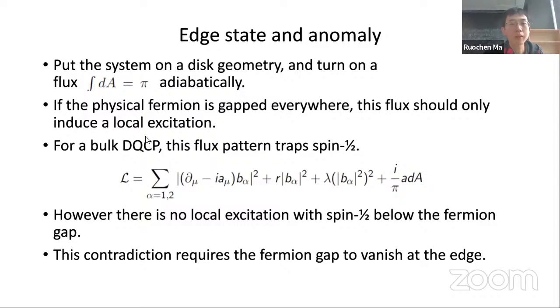But from the bulk deconfined quantum critical point, from the critical theory, we know that such a flux configuration traps a spin-a-half magnetic moment. The easiest way to see this is that if you turn on a flux pi, then it carries a unit of gauge charge, and to make it gauge invariant, you have to combine it with a gapless boson, which carries spin-a-half. So here, a pi flux carries spin-a-half. However, below the fermion gap, there is no local excitation with spin-a-half.